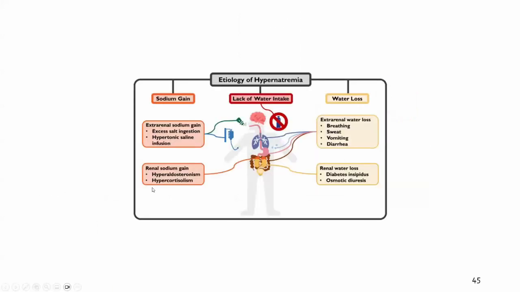This diagram, this picture, is essentially just all the causes again that I've just mentioned, but I think it's just a bit easier to understand. It's just divided the conditions into net sodium gain versus net water loss, but it's all the same conditions that I've just mentioned. So you can go through that at your leisure.